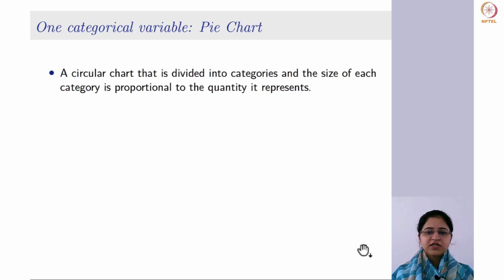The next chart that is commonly used is your pie chart. Pie chart is basically a circular chart that is divided into categories and the size of each category is proportional to the quantity it represents. For instance, if you consider the same example of these pizza toppings and you want to make a pie chart based on that, it will look like this.